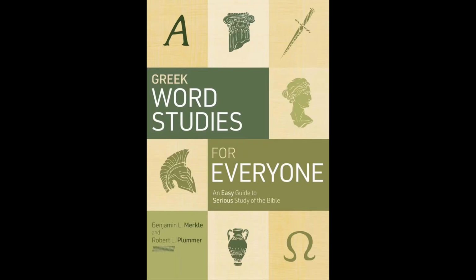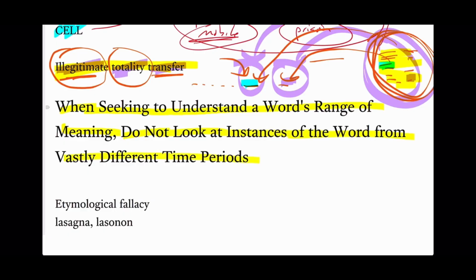When seeking to understand a word's range of meaning, the semantic range, do not look at instances of the word from vastly different time periods. Languages, as represented by this flowing line here, are changing over time.